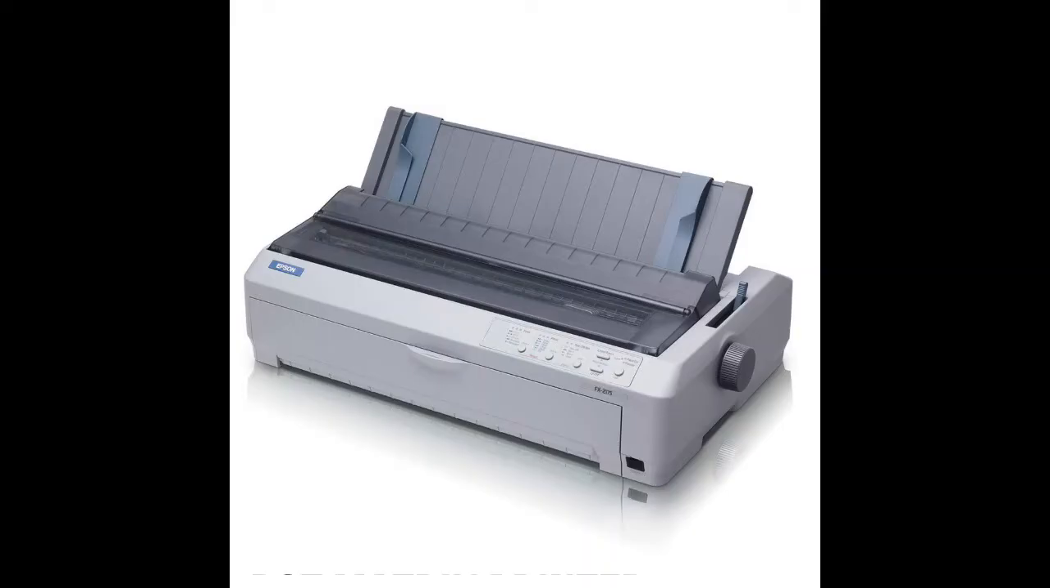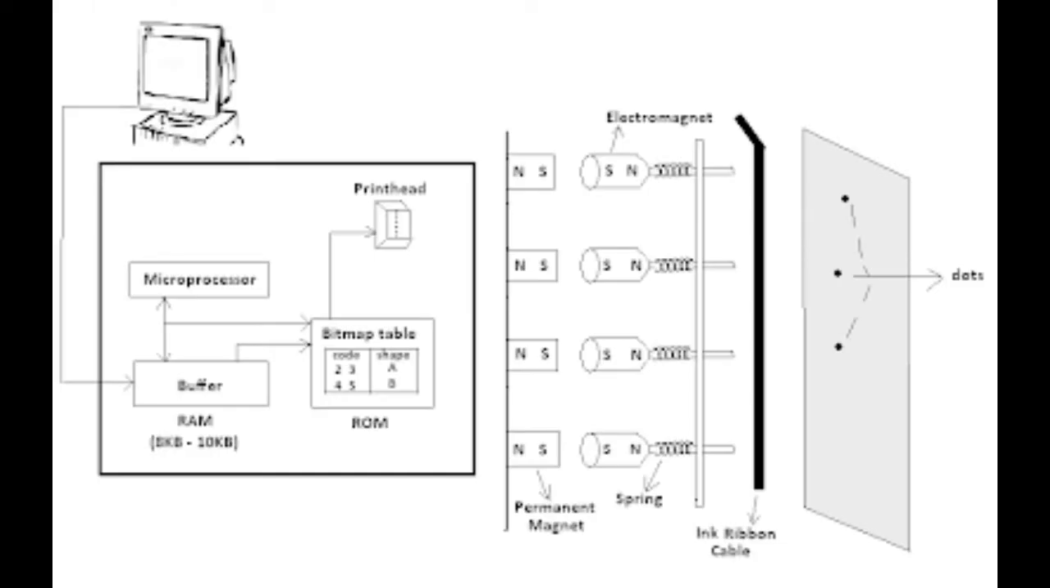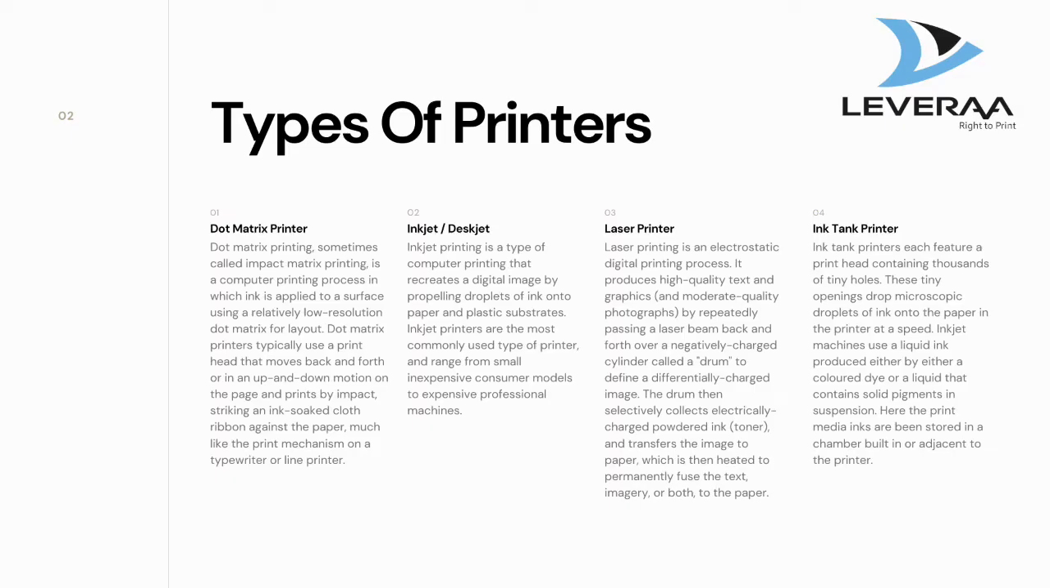Dot matrix printer. Dot matrix printing, sometimes called impact matrix printing, is a computer printing process in which ink is applied to a surface using a relatively low resolution dot matrix for layout. Dot matrix printers typically use a print head that moves back and forth or in an up and down motion on the page and prints by impact, striking an ink-soaked cloth ribbon against the paper, much like the print mechanism on a typewriter or line printer.